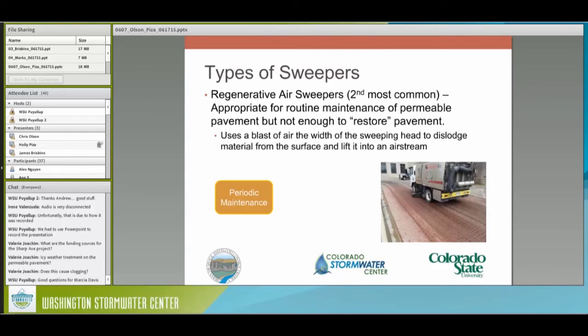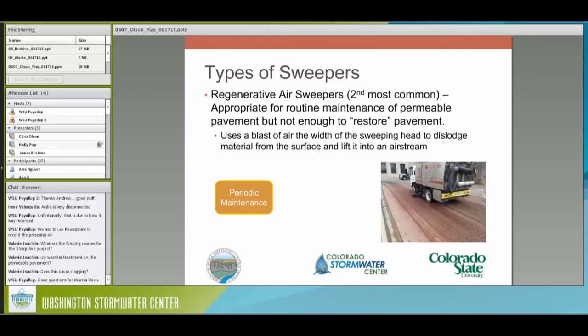This is really where you want to be for that routine periodic maintenance. It's a regenerative air sweeper. This is a sweeper that not all the communities in our district necessarily own, but some do. At the Urban Drainage and Flood Control District, we monitor stormwater sites and we do research, and as part of that we maintain those sites.